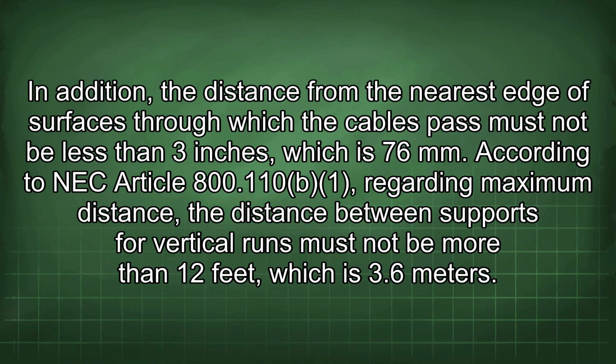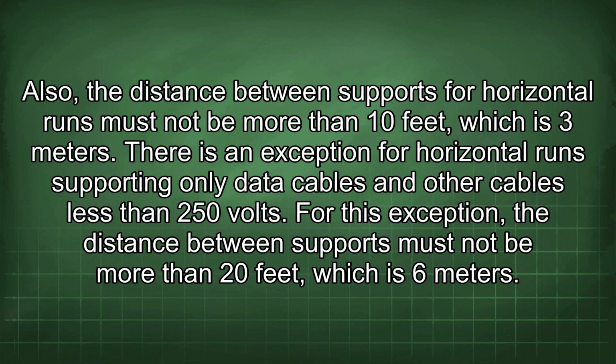According to NEC Article 800.110 regarding maximum distance, the distance between supports for vertical runs must not be more than 12 feet, which is 3.6 meters. Also, the distance between supports for horizontal runs must not be more than 10 feet, which is 3 meters. There is an exception for horizontal runs supporting only data cables and other cables less than 250 volts. For this exception, the distance between supports must not be more than 20 feet, which is 6 meters.